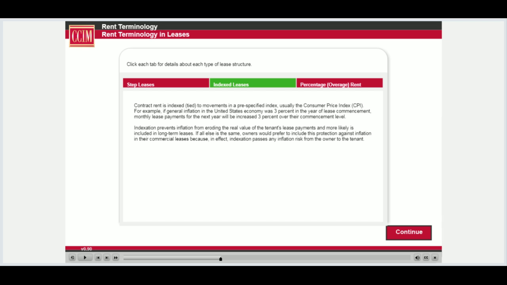Indexation prevents inflation from eroding the real value of the tenant's lease payments, and more likely is included in long-term leases. If all else is the same, owners would prefer to include this protection against inflation in their commercial leases because, in effect, indexation passes any inflation risk from the owner to the tenant.